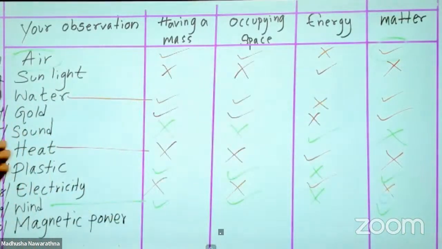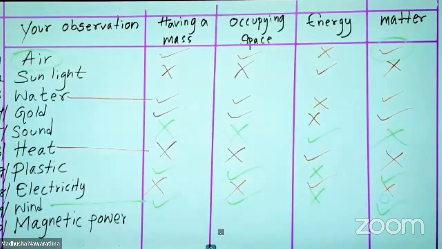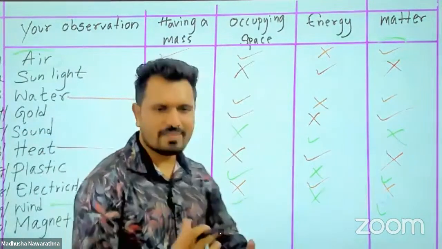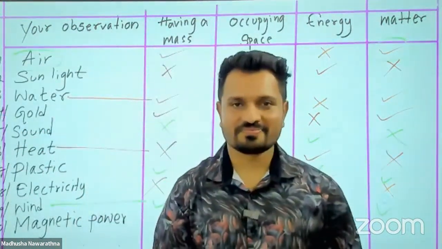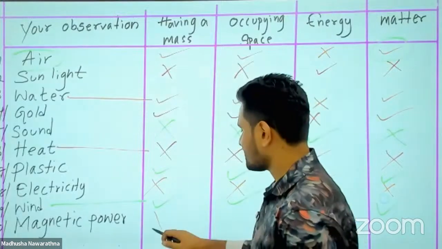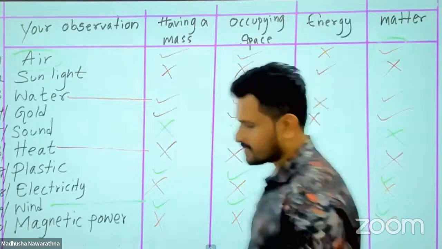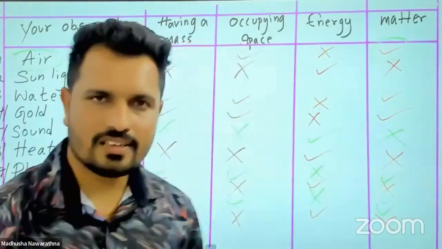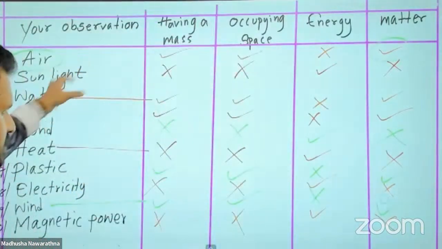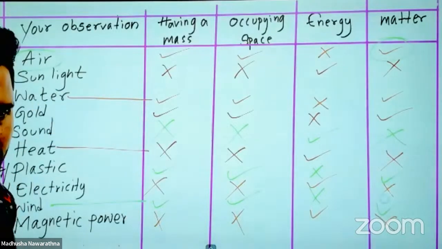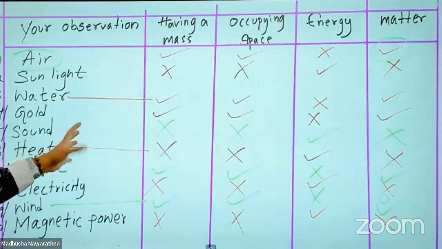Last one, magnetic power. Yes, tell me, magnetic power. No mass? Energy. No mass, no space? Energy. Yes. Very good. Right, if you need to make any correction, hurry up and make it.